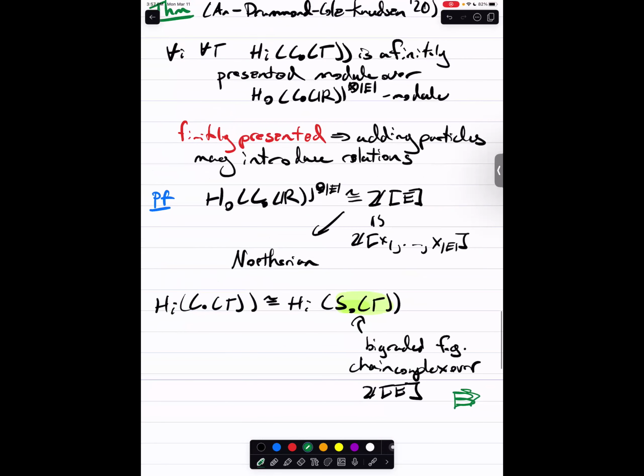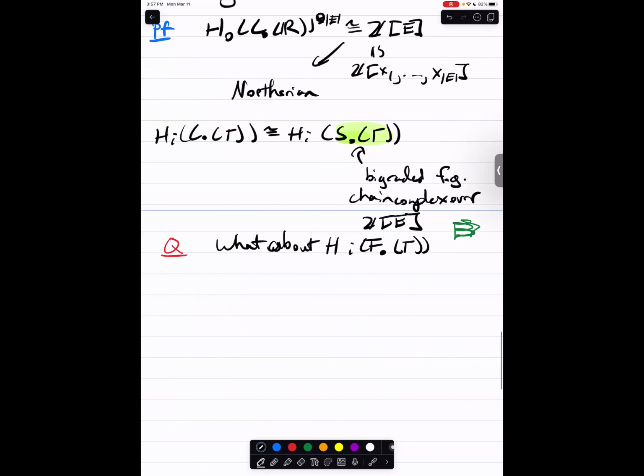But it turns out that that's not quite the case. So question: what about ordered configuration space? What about the ith homology of the ordered configuration space of gamma? Well, we run into two distinct problems. Problem one is that order matters.